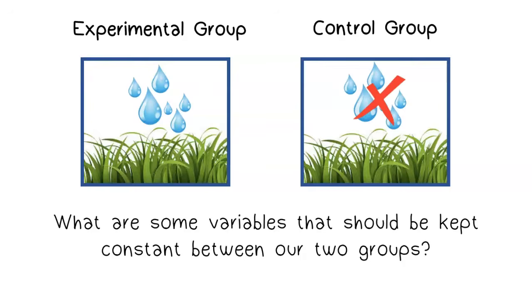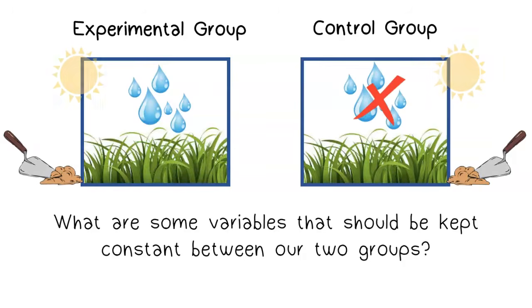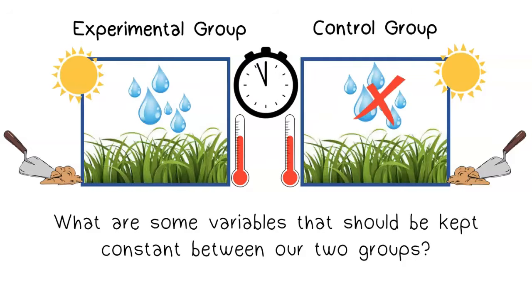Both groups should have the same species of grass, and they should start at the same height. They should both be grown in the same type of soil and receive the same amount of sunlight. Both groups should be kept in the same temperature, and they should be able to grow for the same amount of time. The only difference between the two groups is that our experimental group receives water and our control group does not.